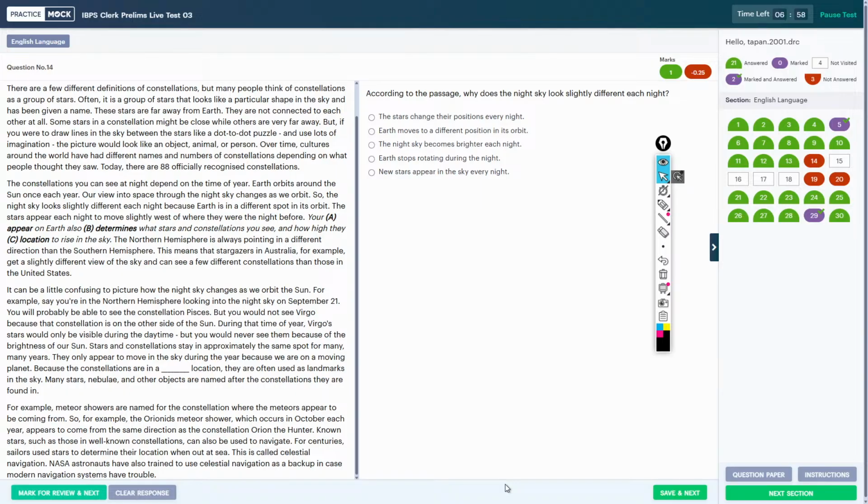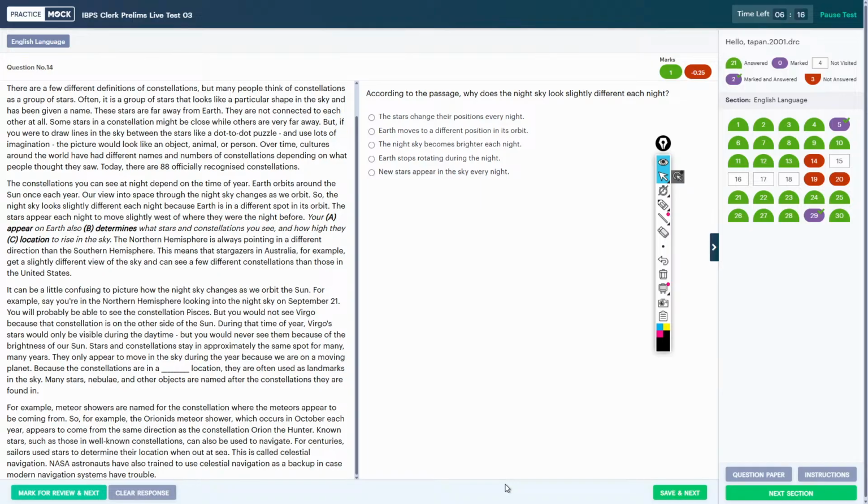Because the constellations are in a fixed location, they are often used as a landmark in the sky. Many stars, nebulae, and other objects are named after the constellations they are found in. For example, meteor showers are named for the constellation where the meteors appear to be coming from. So, for example, the Orionids meteor shower, which occurs in October each year, appears to come from the same direction as the constellation Orion the Hunter. Known stars, such as those in a well-known constellation, can also be used to navigate.